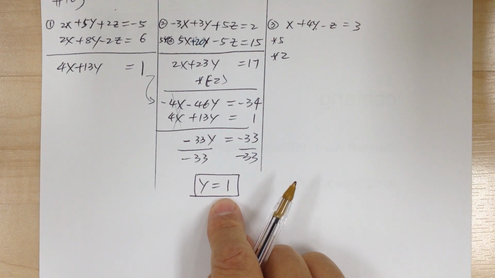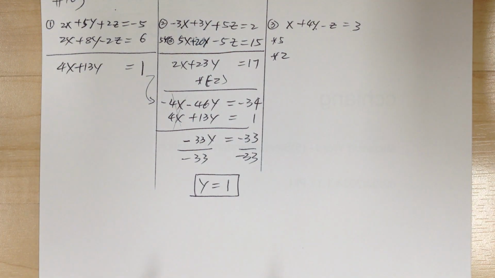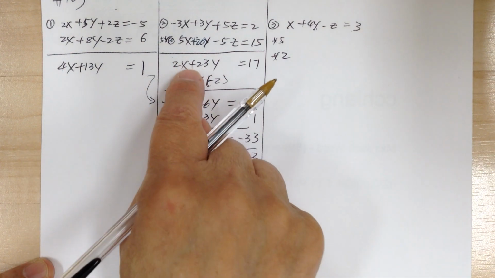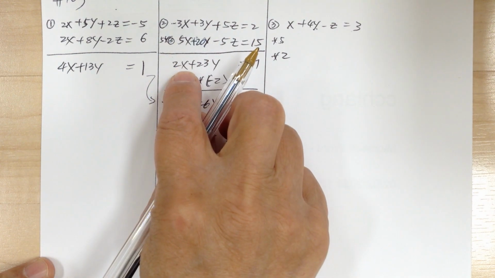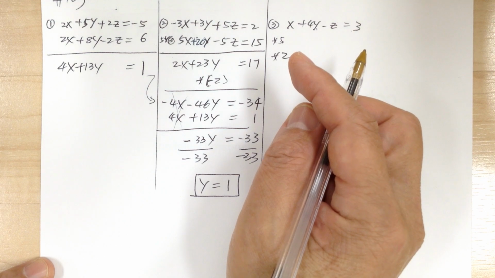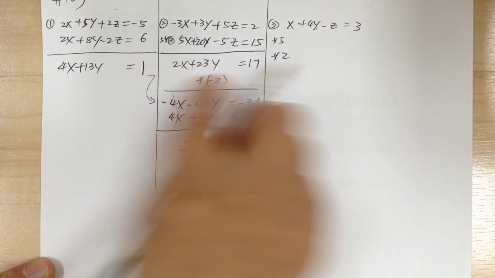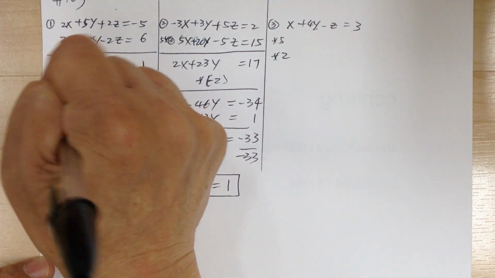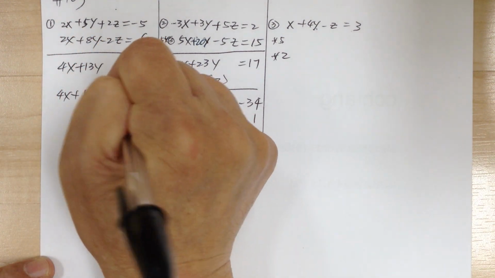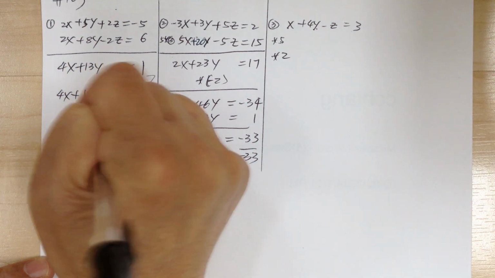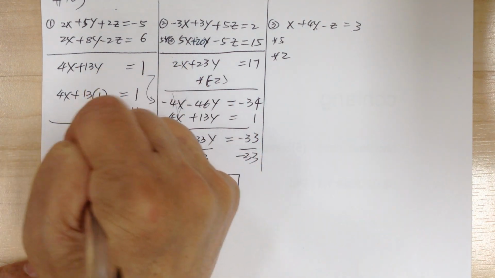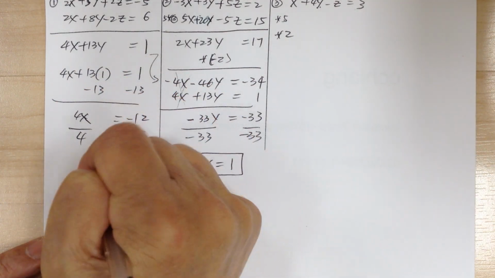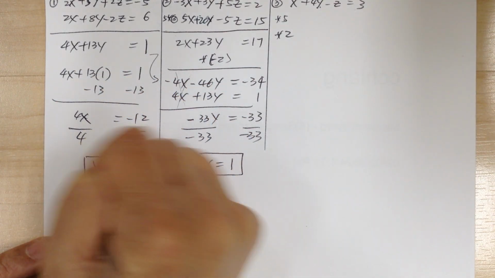Once I found y equal to 1, I need to go back one step to solve. Since there's a lot of space, I'm going to use this one. Normally you want to use the one with the lowest numbers, but you can use any one of the two. So 4x plus 13 times 1 equal to 1. Minus 13 on both sides, so I got 4x equal to negative 12. Divide by 4, so x equal to negative 3.